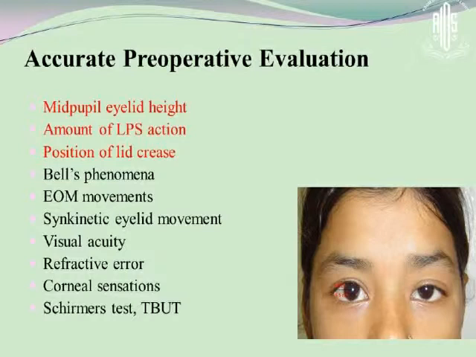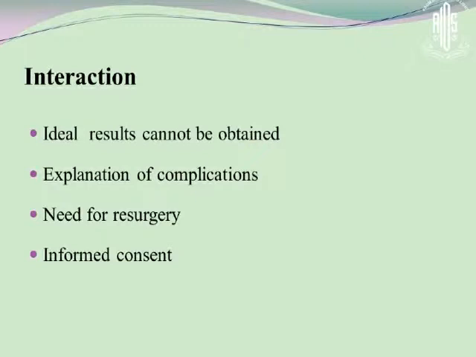Interaction with parents is very important, and they should be explained that ideal results cannot be obtained. An explanation of the complications is also very important. The need for resurgery can be there, and informed consent should be taken.